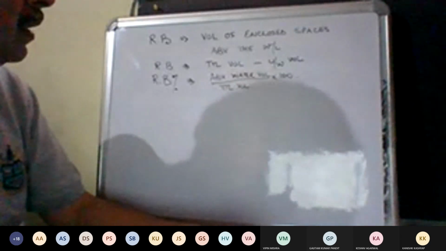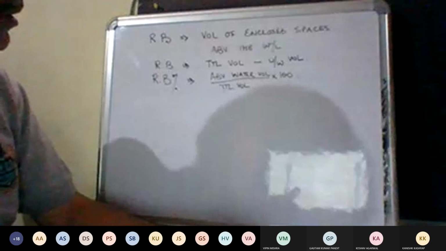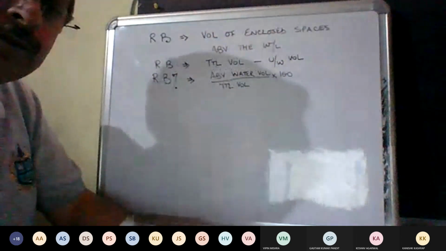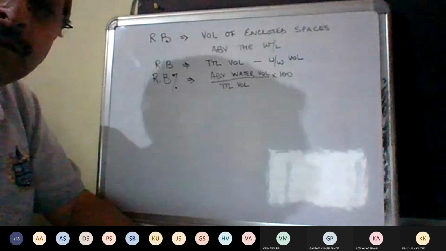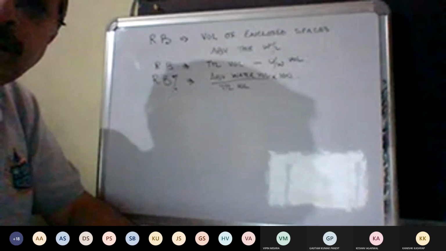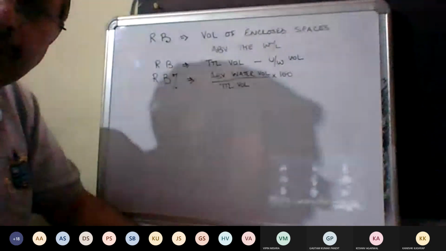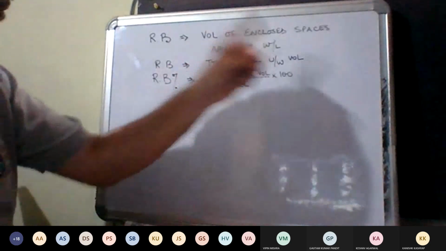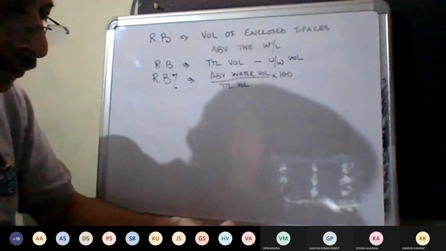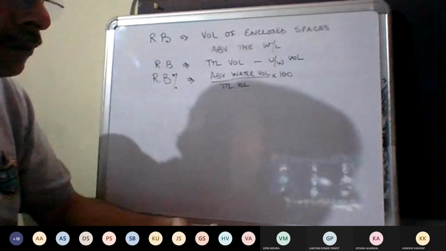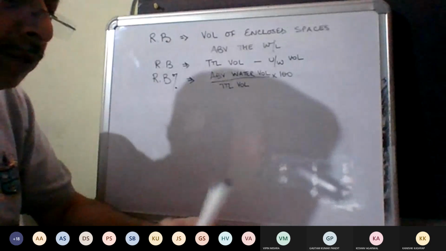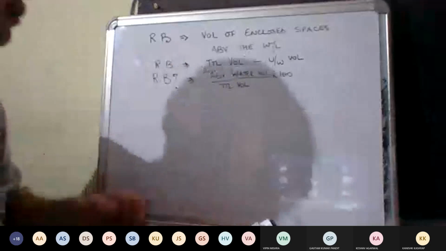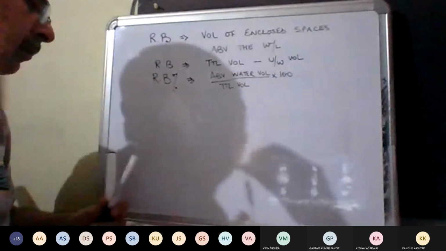Okay, I'll ask another question. Tell me, what is the volume of enclosed spaces below the waterline called? Underwater volume. Underwater volume is correct, absolutely right. But in terms of buoyancy, what would we call that?